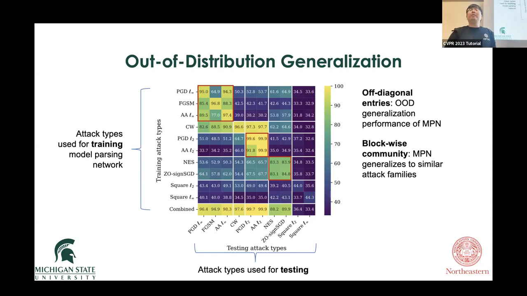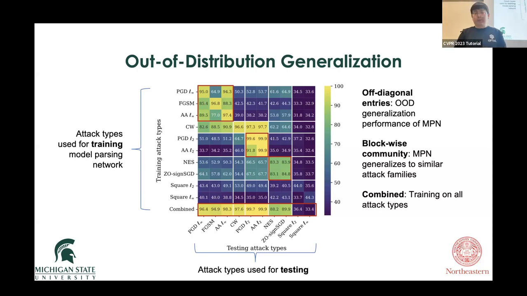That means out-of-distribution generalization for model parsing is still very challenging. And we also consider the last row. What's the last row? It means we collect all the attack methods to generate the training set, train the model parsing network, and then evaluate all the attack methods at testing time. You will see that the performance becomes pretty good because it becomes an in-distribution case. There's no out-of-distribution consideration, except in two scenarios: the last two columns.